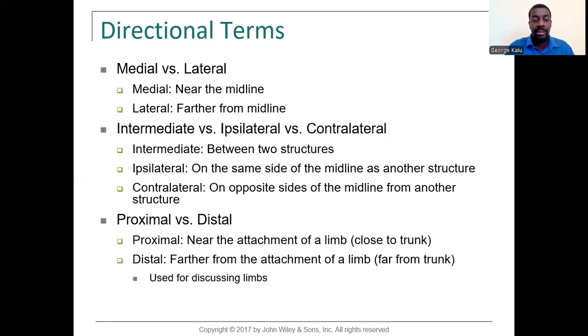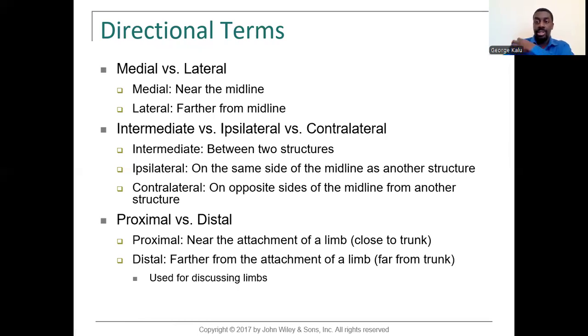All right. Now we have proximal and distal. So proximal and distal are only used for your limbs. These are only used for your arms and your legs. So the textbook definition of proximal is near the attachment of the limb. That's just a fancy way of saying, for example, closer to the shoulder. Wherever the arm attaches to the trunk of the body.